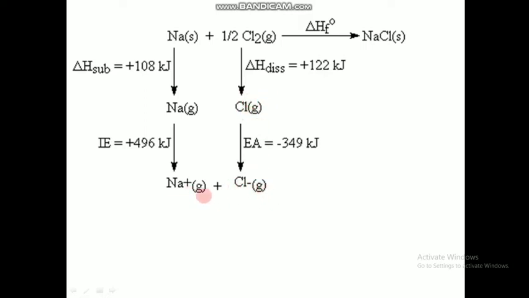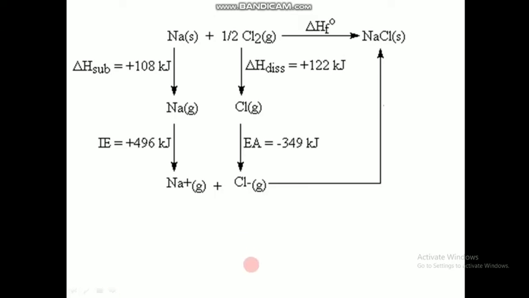So now both of them will combine. Both of them are in the gaseous state and in ionic form, and they combine to form NaCl. This particular energy required is known as the lattice enthalpy. So this step gives us the lattice enthalpy, and that energy we need to calculate. We know the values of all the other steps, so we need to find this value.